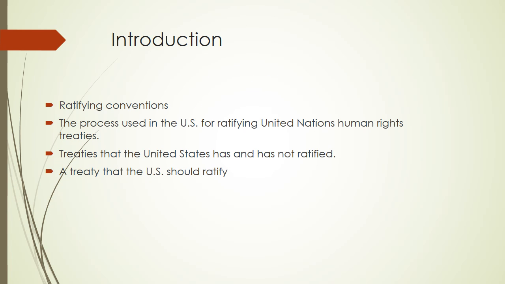For my Human Rights Project, I chose option C, which is ratifying conventions, and in that, I will be talking about the process used in the U.S. for ratifying United Nations human rights treaties, and this is a multiple step process that we go through. I'll also be talking about treaties that the United States has and has not ratified, and I'll be showing y'all a look into a treaty that the U.S. has not ratified and why I think they should consider ratifying it.